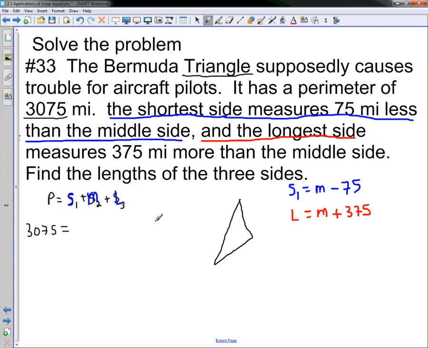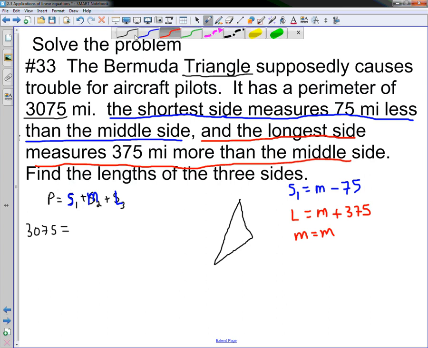Okay, well, if we leave it with our different variables, we have three different variables. We want to convert them all to one variable. And notice that both of these refer back to the middle side. It doesn't tell us anything about the middle side in relation to itself. That's the unknown value. So m equals m. So what I'm going to do is, where I see this S1 for the smallest side, I'm going to plug in m minus 75.